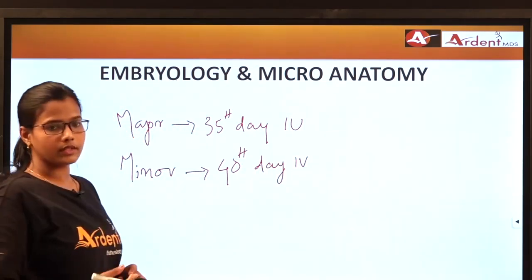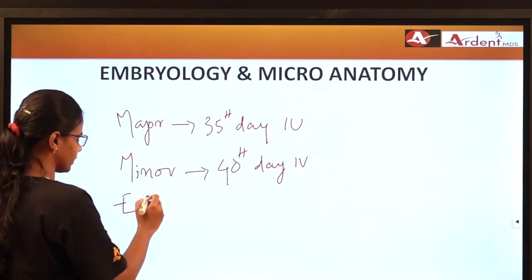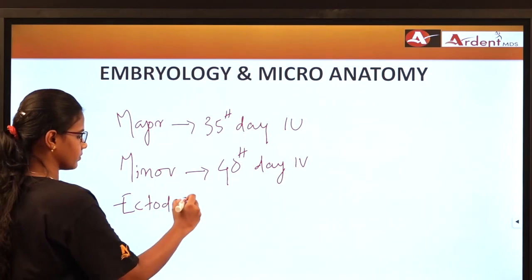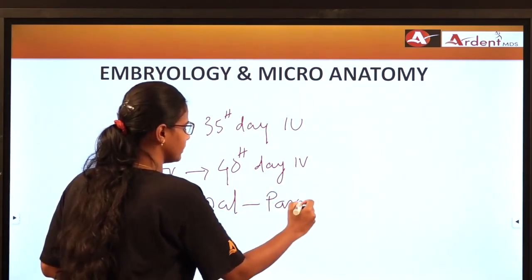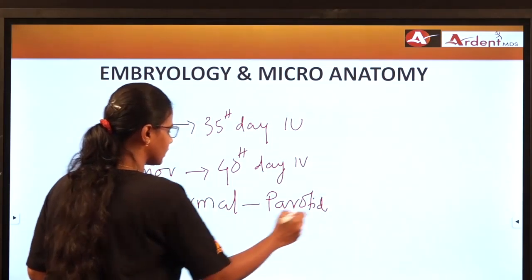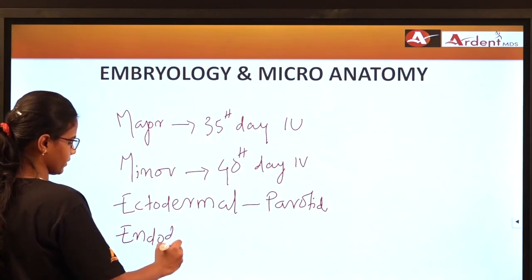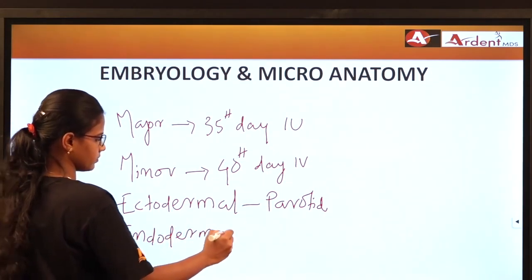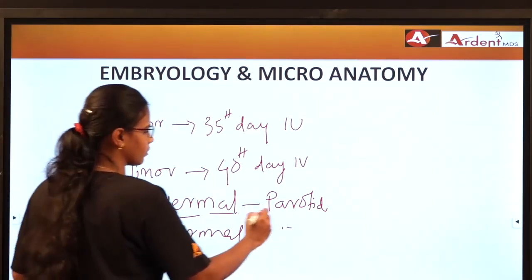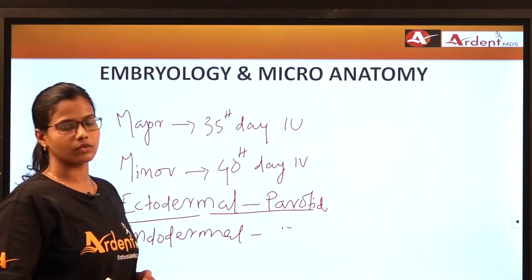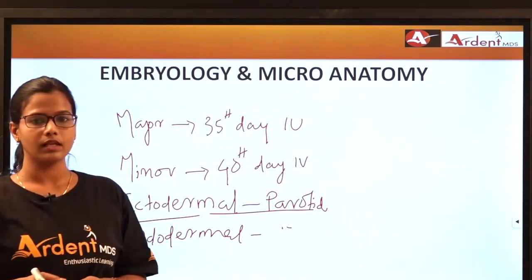And another important thing is that the parotid gland alone is ectodermal in origin, while the submandibular and sublingual glands are endodermal in origin. The other glands are endodermal, so this is an exception. So just note it down: parotid is ectodermal in origin, while the submandibular and sublingual glands are endodermal in origin.